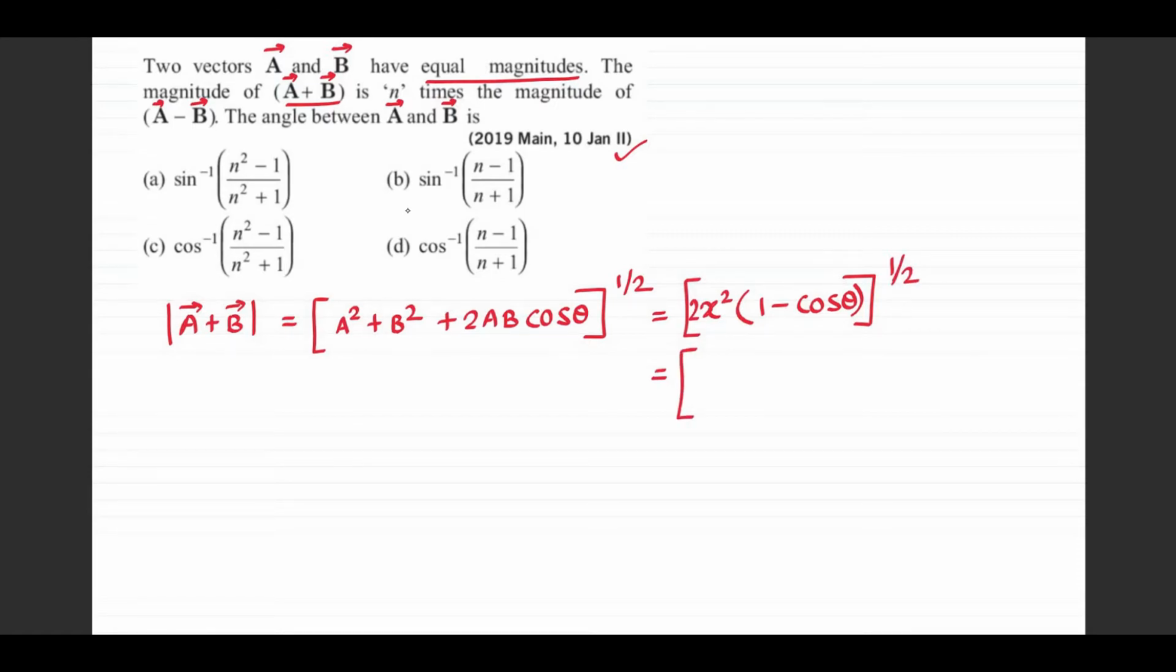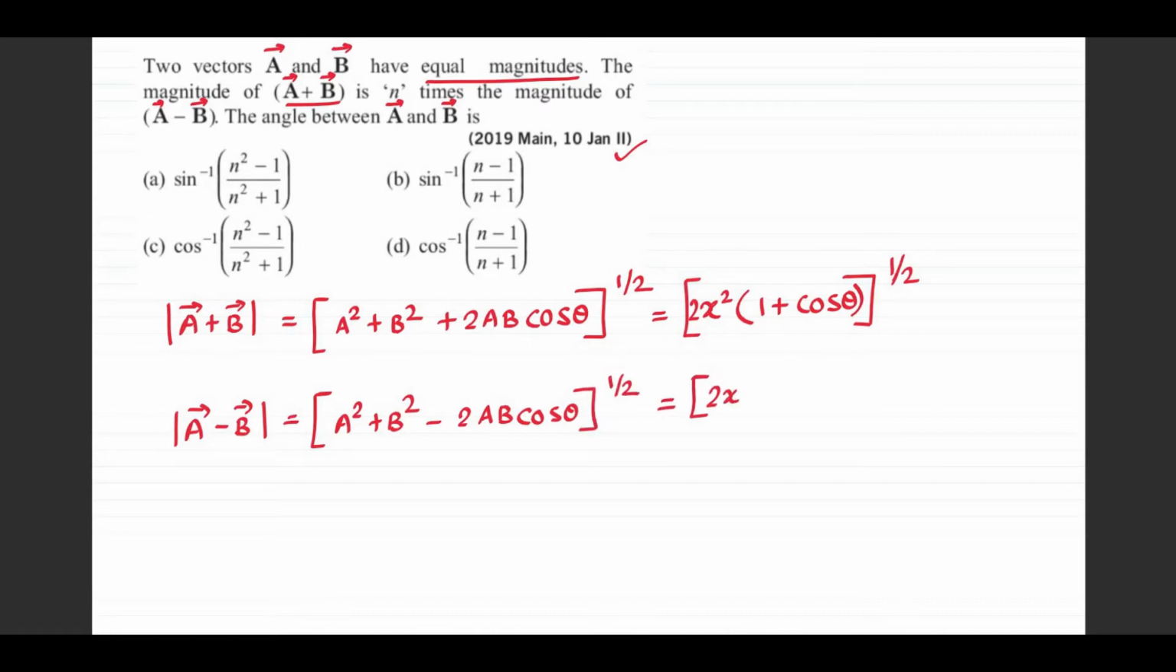From this should be plus, right? Correct? Now for A minus B modulus, A square plus B square minus 2AB cos theta. Again same magnitude, so I can write this.